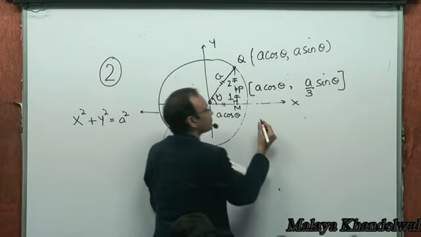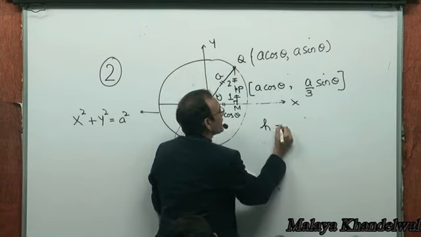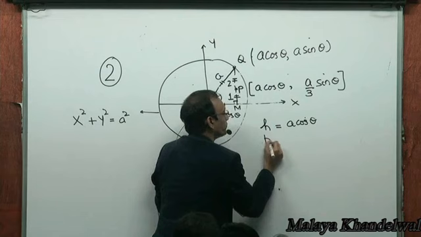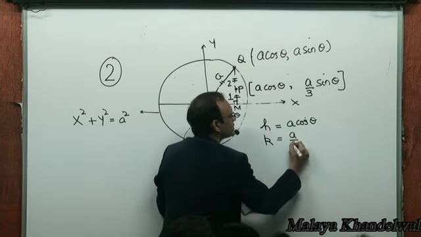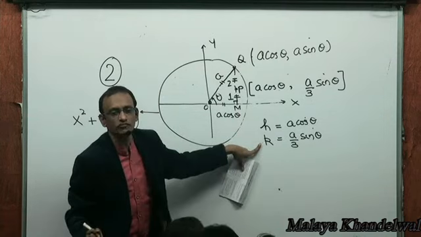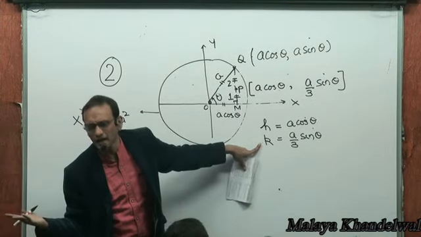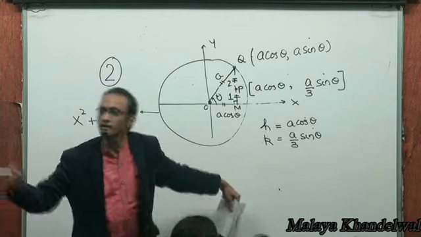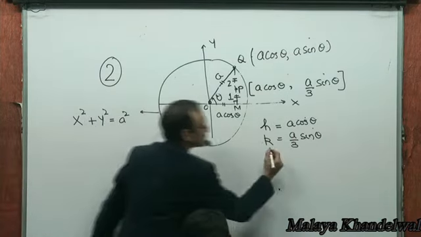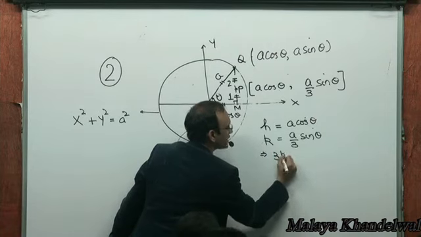So at any given instant of time, suppose H is the x coordinate of P, then H is A cos theta. The y coordinate of P, K, is A/3 sin theta. Now I need to connect the x and the y coordinates of P, eliminating the parameter theta, and then generalize that. That is going to be referred to as the locus of the point P. So very clearly this will give me 3K is A sin theta.